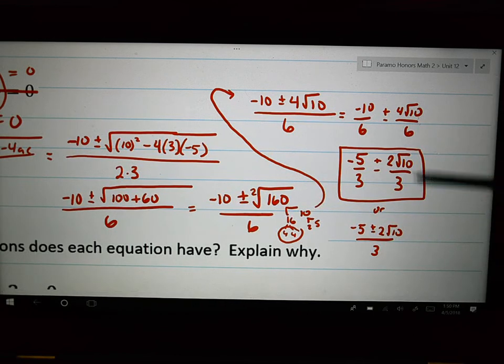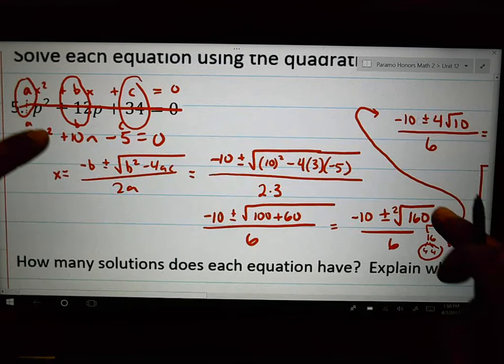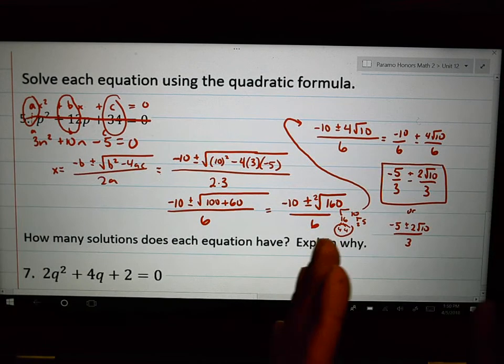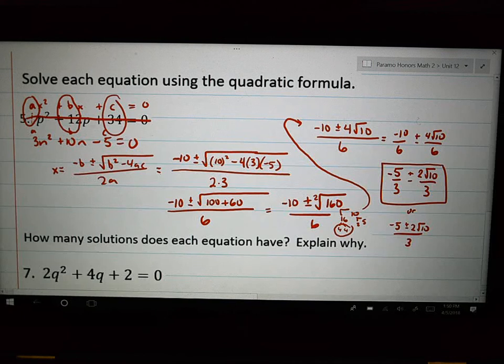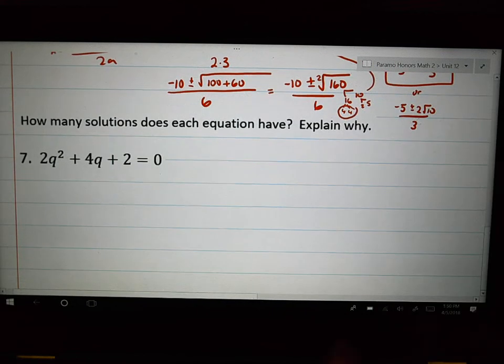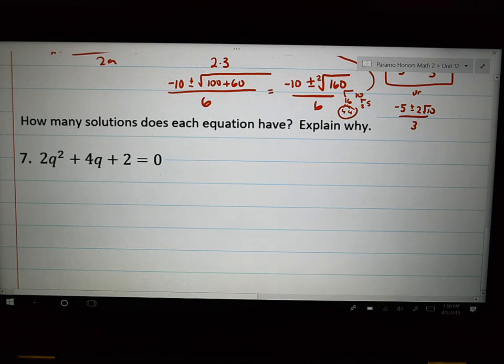You see how it's going to work? This is one of the harder ones. One of the reasons why I chose number 5 was because this problem was different than what first period had. And I wanted to make sure you saw the harder level questions. Number 7. How many solutions does each equation have, and explain why? So is this asking you to use the quadratic formula to find out what the solutions are? No. Just asking how many solutions are there. So you're going to use the discriminant.